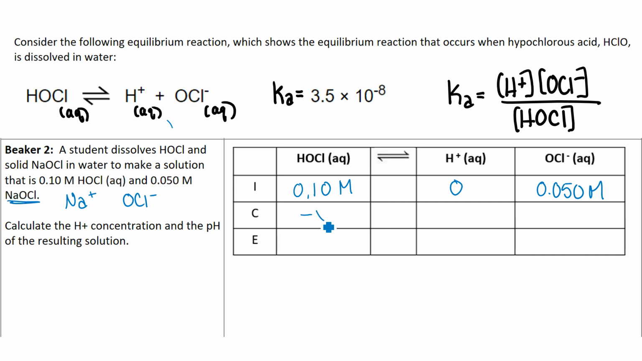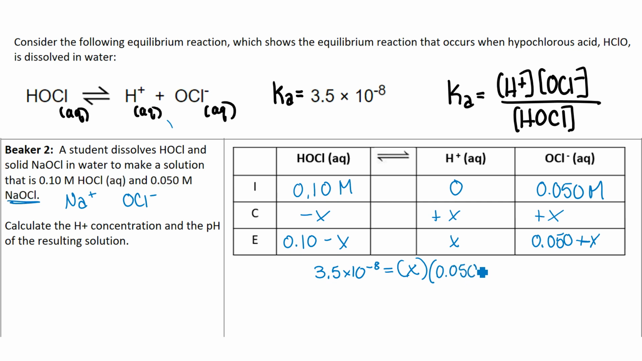So I'm going to go through and fill in my change. It's still a 1-to-1 ratio, so my change row is the same. This is 0.1 minus x. This is x. This is 0.05 plus x. And now I'm going to plug these values into my K expression. So we know K is 3.5 times 10 to the negative 8. On the top, my hydrogen is x. My OCl is 0.05 plus x. And my bottom is 0.1 minus x.